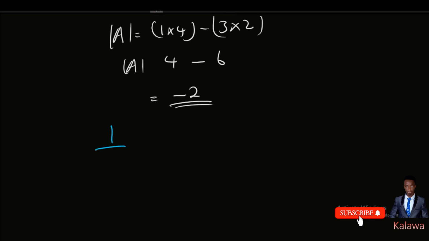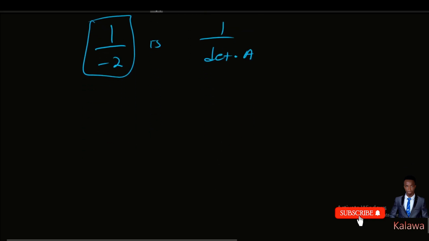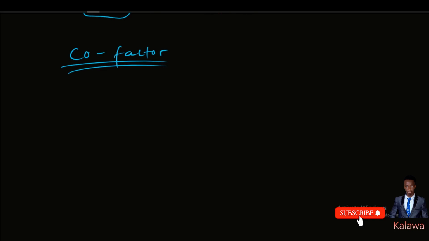So in other words, we have already ascertained 1 divided by minus 2, which is the same as 1 divided by the determinant of A. That's it. So we have arrived at one aspect. The next aspect now is the cofactor. So how can we arrive at the cofactor?